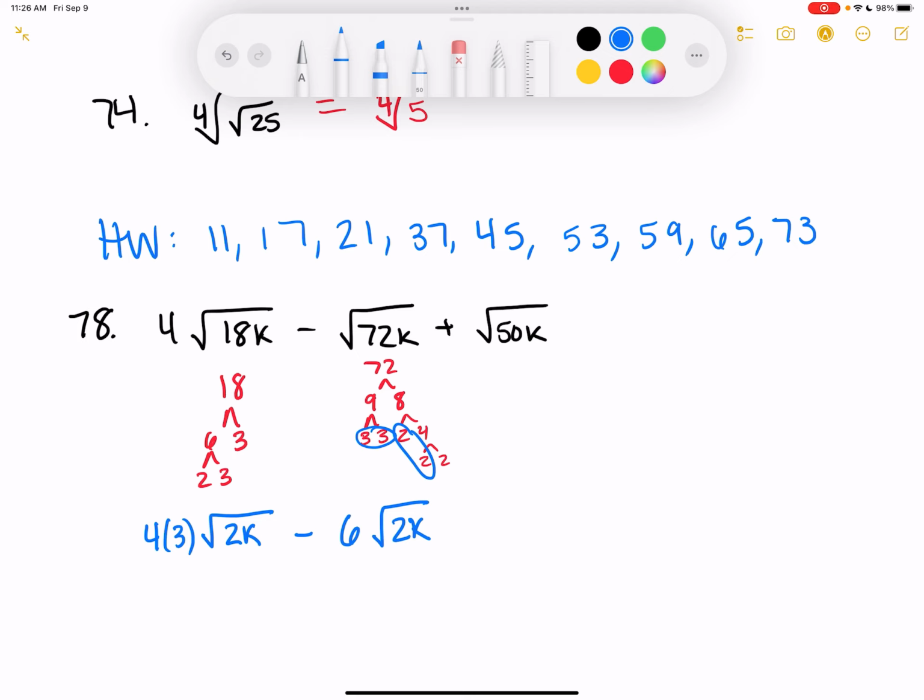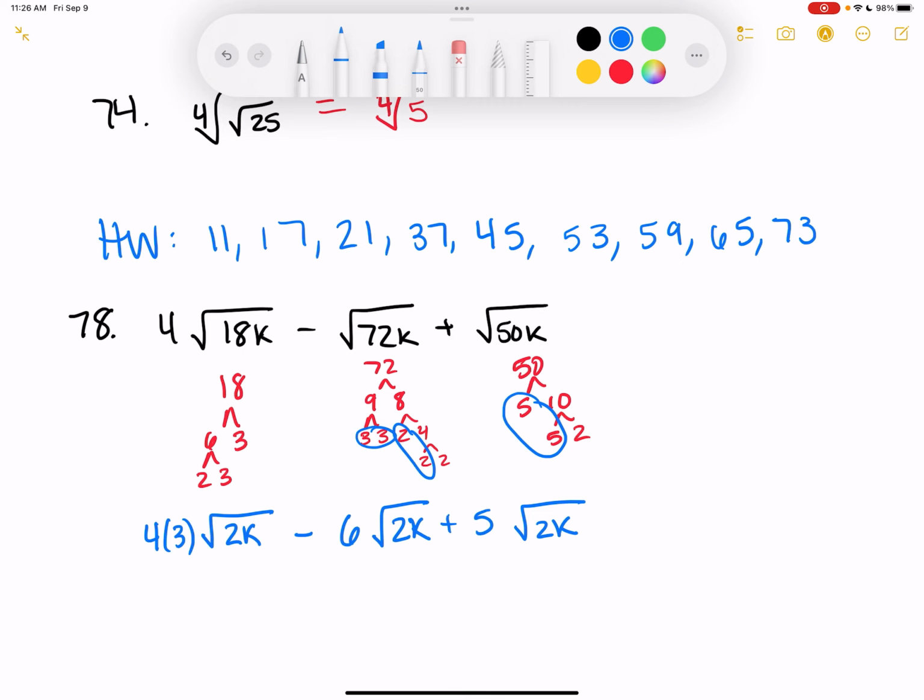And then 50 breaks into 5 and 10. And 10 is 5 and 2. So I can take what out? 5. I can take out a 5. So plus 5 square root of 2k.